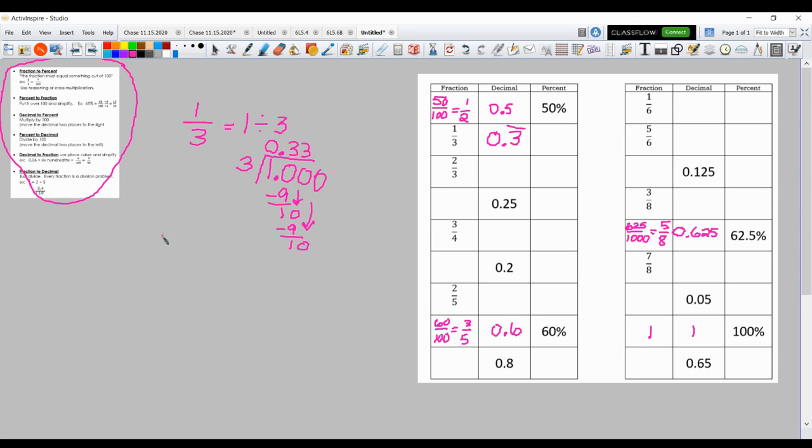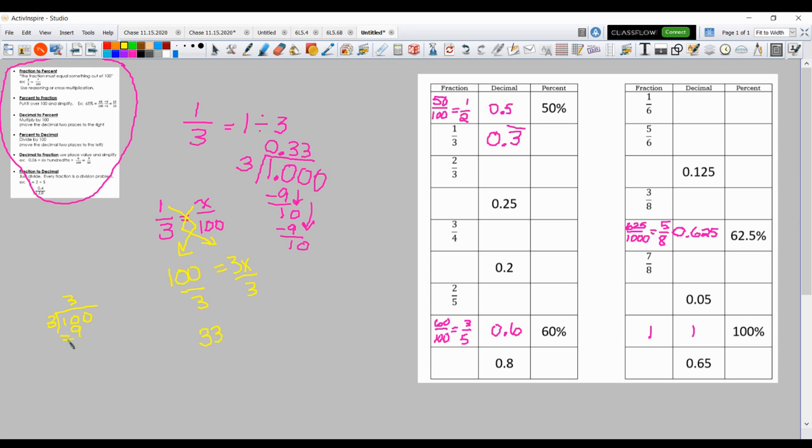If I want to make this into a percent, I can do a couple things. It should equal something over 100. So I can cross multiply to solve this. 1 times 100 is 100. 3 times x is 3x. And then I'm going to divide by 3 on both sides. And yeah, I can use a calculator to divide, but it's going to give you a repeating decimal. You should be able to get, I'll show you.